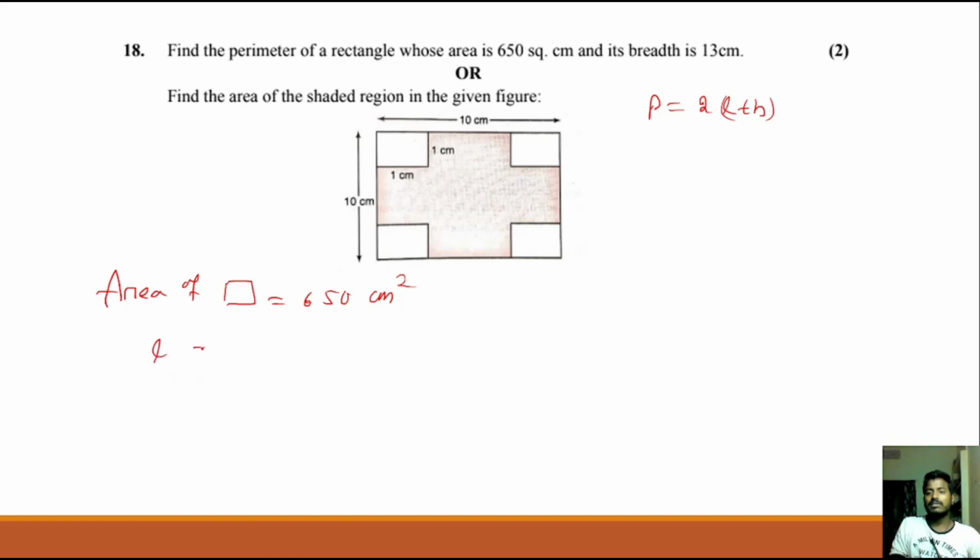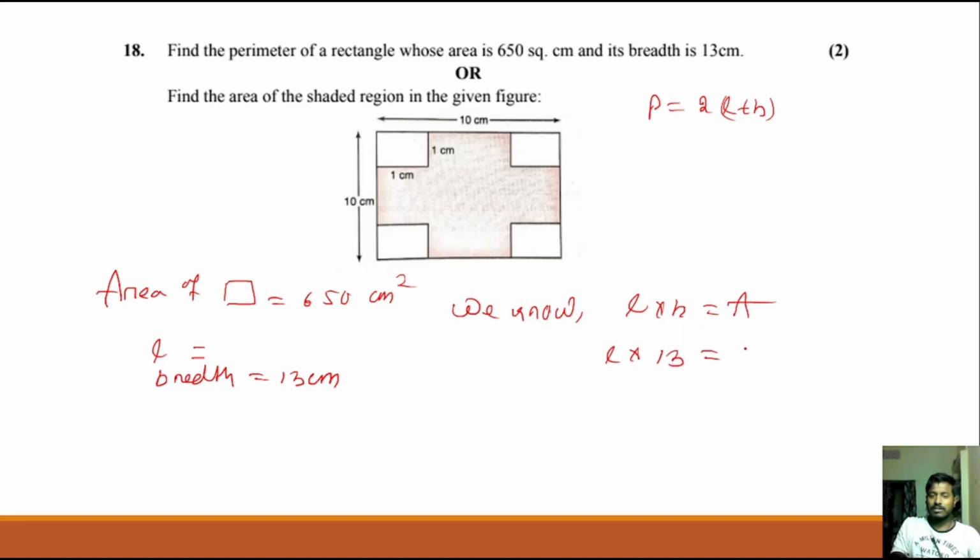Length is not given, so length equals L and breadth is 13 centimeter. We know that length into breadth is equal to area. So L into 13 equals 650. So L equals 650 divided by 13, which is 50 centimeter.